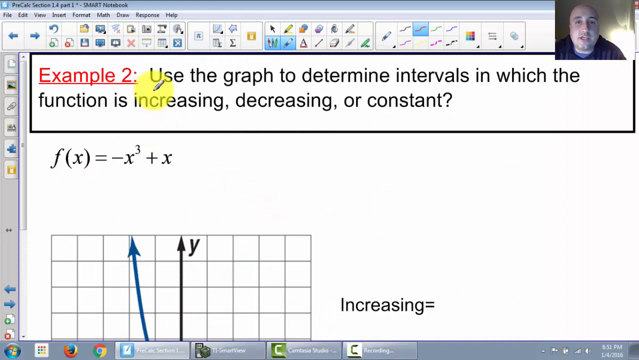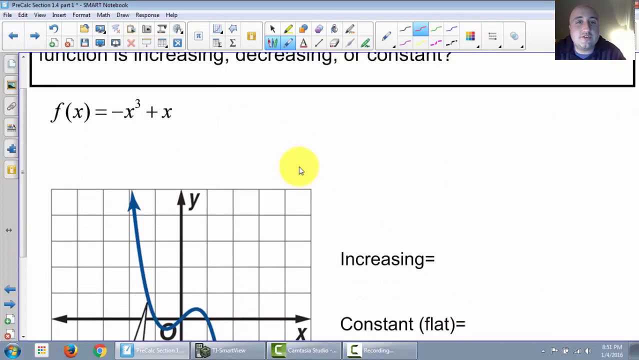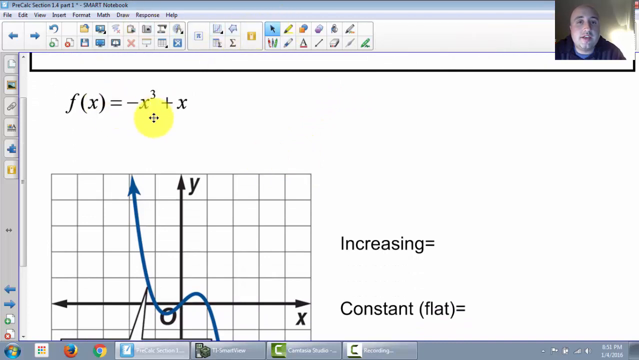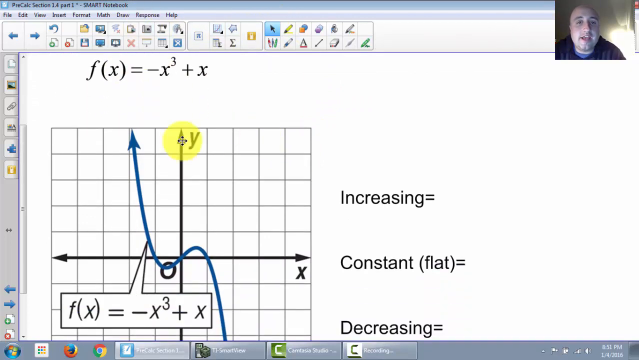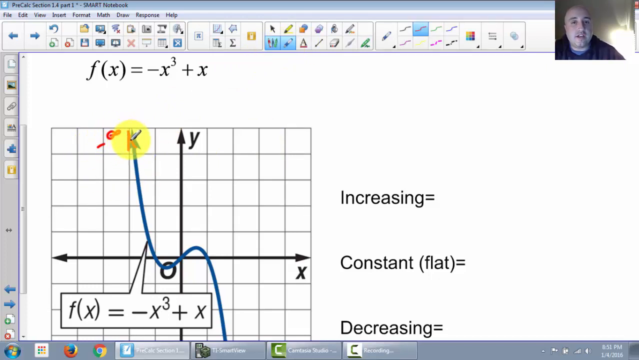It says the same thing. Use the graph to determine intervals in which the function is increasing, decreasing, or constant. So here's our new equation, negative x cubed plus x, and here is our graph. Okay, so let's start at the left. So I'm starting here. This is negative infinity, and I'm going down to begin with. So it's decreasing to about this point right here.